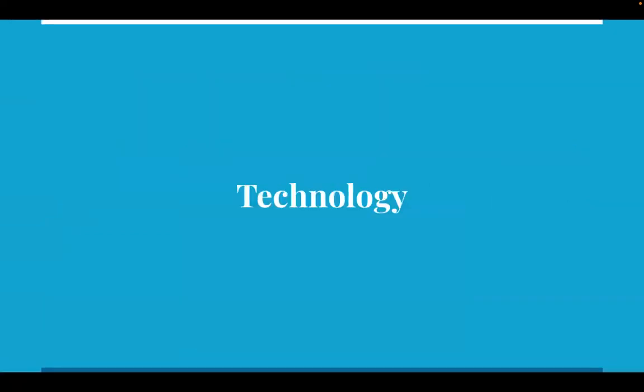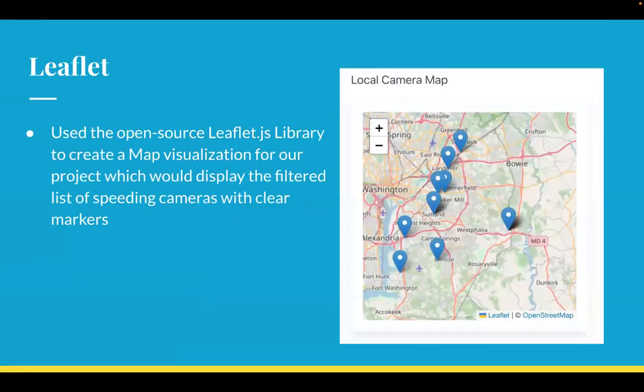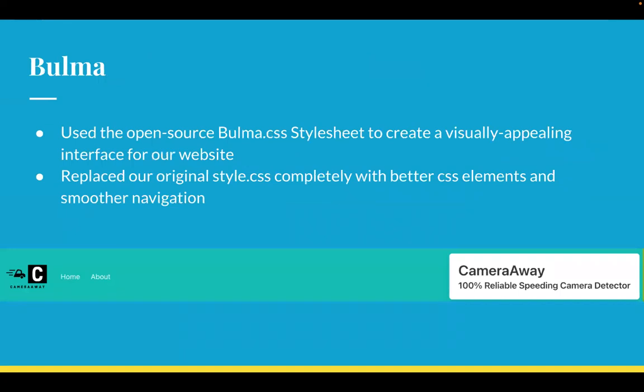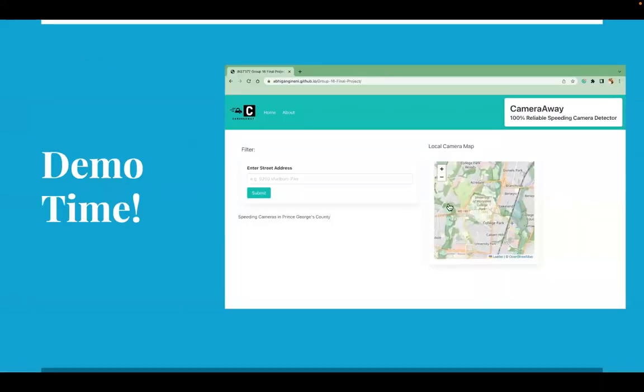Now we'll talk about the technology choices that we made other than the usual trifecta of HTML, CSS, and JavaScript. One of the technologies we used was Leaflet, and this helps us visualize our map, which would display the filtered list of the speeding cameras with clear markers. The second was, as mentioned, Bulma. It's an open source CSS style sheet that allowed us to create a much more visually appealing interface for our website and replaced our original style.css file completely, allowing for smoother navigation. One of the elements is shown below, which is a nav bar, displayed at the top of our website.